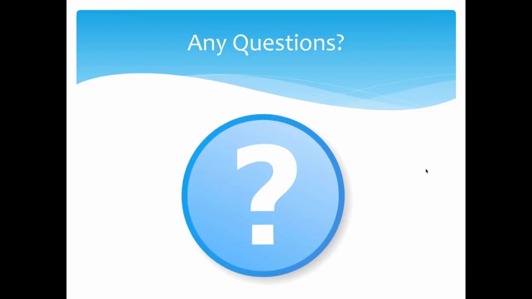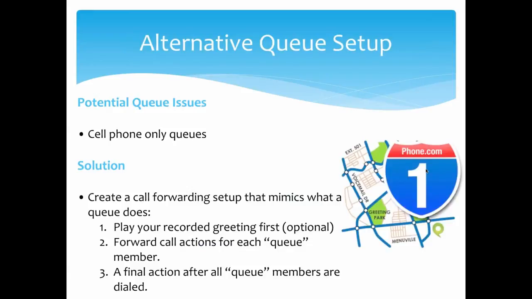So I'm going to push on to our last topic of the day, which is alternative queue setups. For whatever reason, forwarding to cell phones can get rather complicated. It's provider specific. Cell phone providers have their own set ring times when they go to voicemail. For whatever reason, sometimes queues just don't work out for businesses.